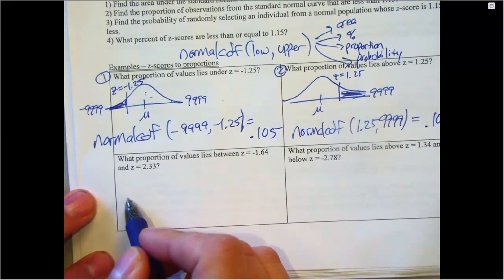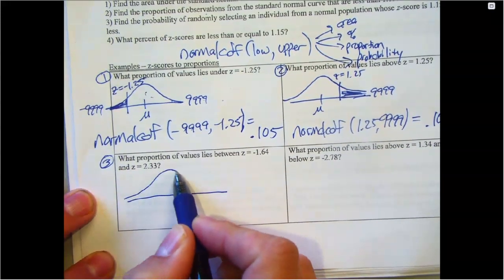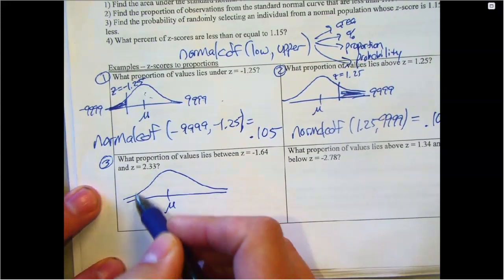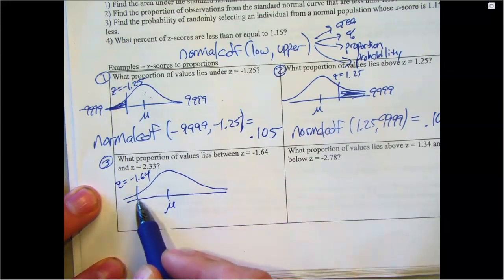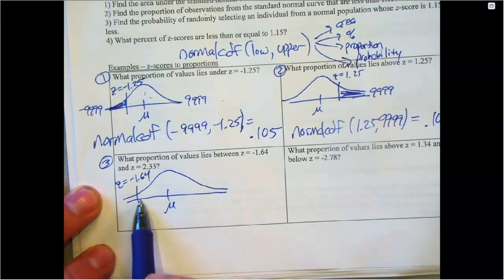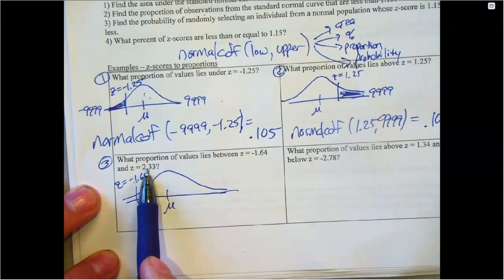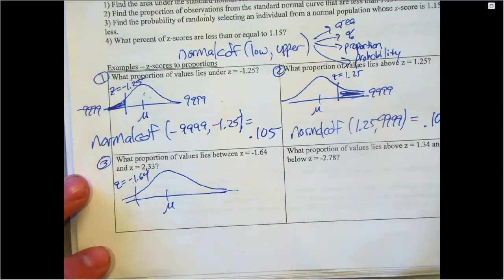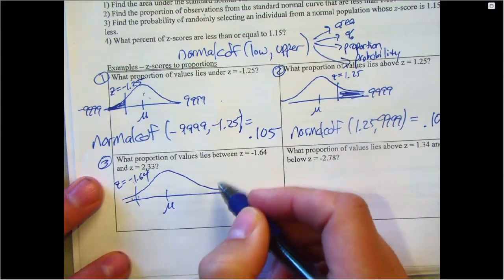Alright, so let's call this number 3. And again, you don't have to draw it every time. There'll be sometimes I ask you to, but drawing it every time is just annoying. I'm only doing it because I'm teaching it. So I've got Z equals negative 1.64 over here. It's to the left of the mean because it's a negative Z score. Z equals 2.33 is going to be to the right of the mean. Should it be further from the mean or closer than this one? It should be further, because 2.33 is bigger than 1.64, right?